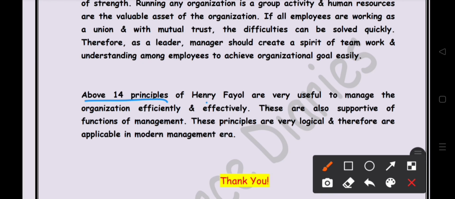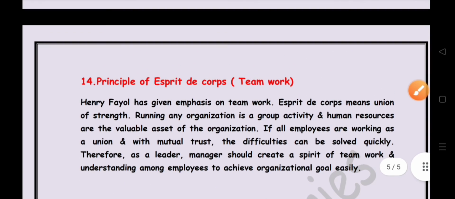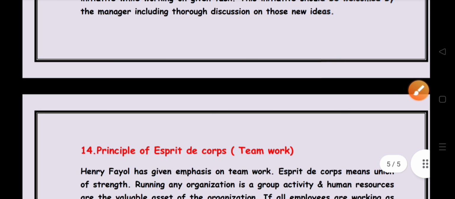So the above 14 principles of Henry Fayol are very useful to manage the organization efficiently and effectively. These are also supportive to the functions of management. These principles are very logical, therefore they are applicable in the modern management era also. As we have seen all these principles, they are very easy to understand.